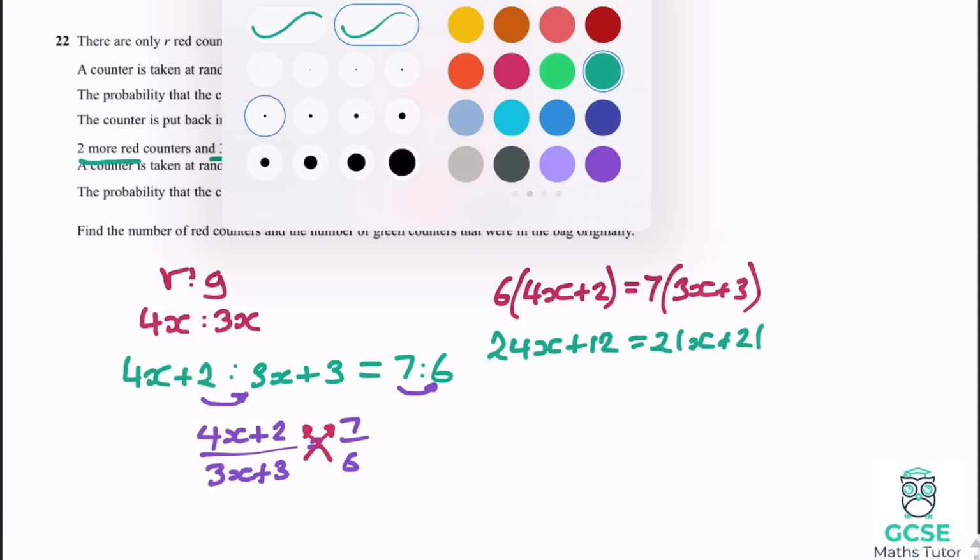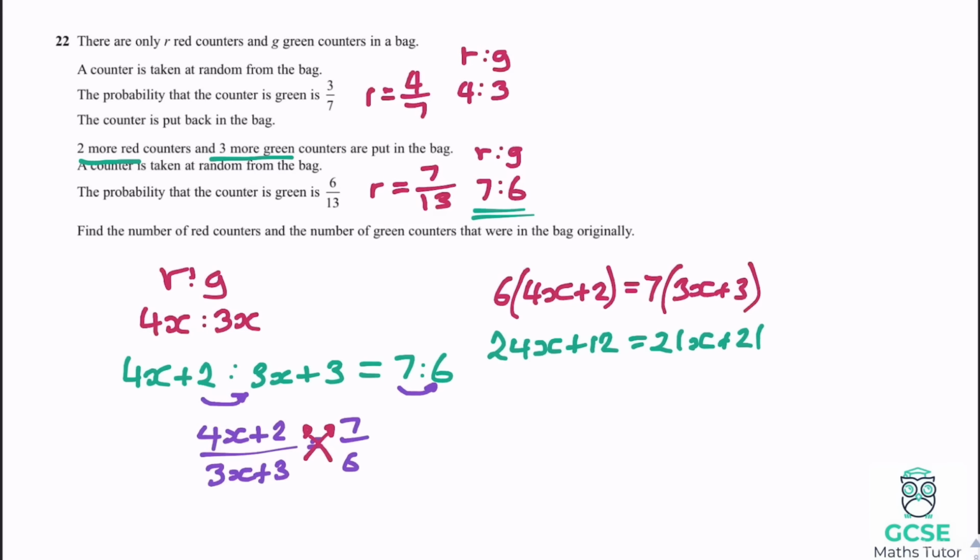Now we can go about solving this, so take away 21x from both sides, we'll get 3x, and take away 12 from both sides, we get 3x equals 9, and therefore x must equal 3. And that is solving our equation for x.